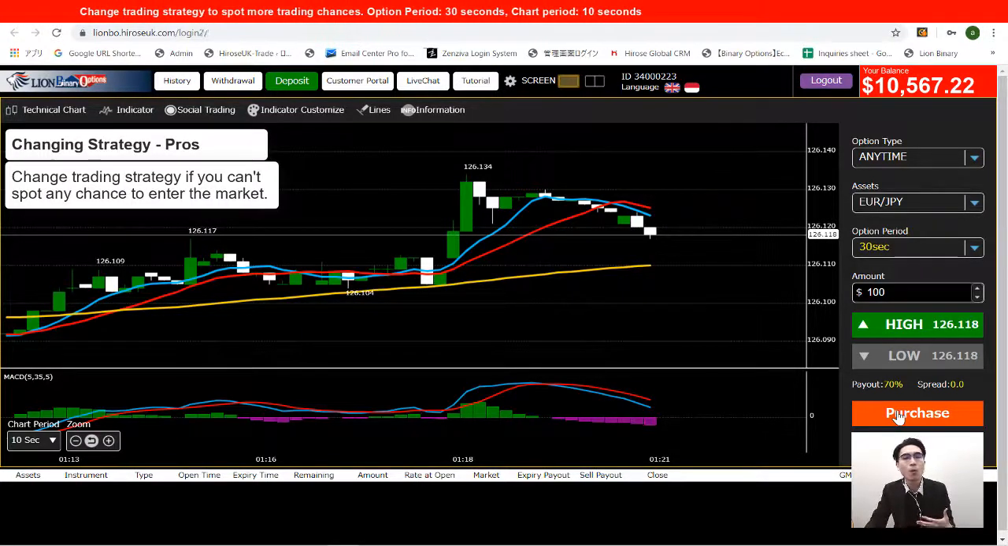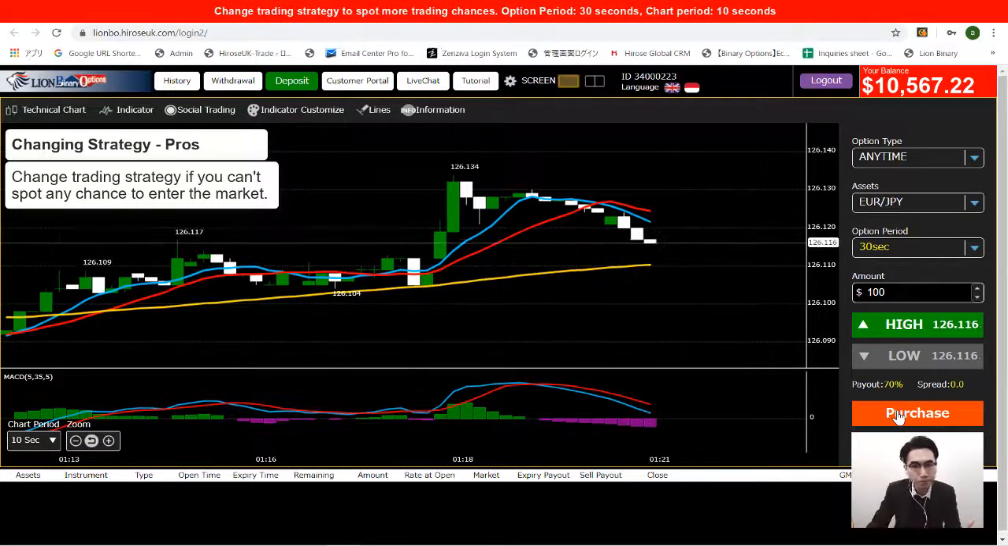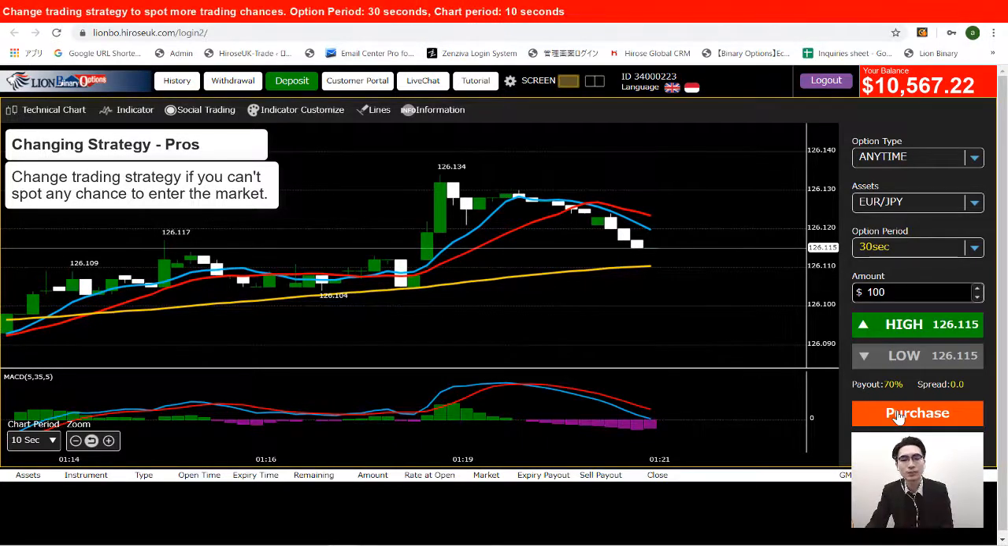So now all I'm waiting for is for the two simple moving averages to cross over. If the blue one goes above the red one, and the MACD crosses over, then I will open the trade.